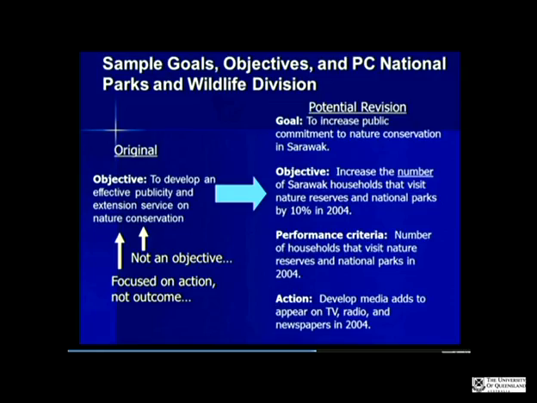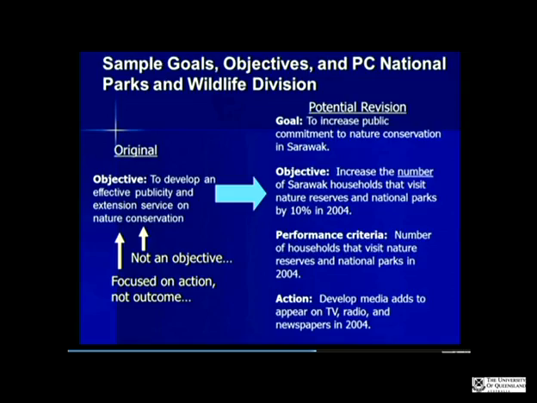Okay, so here we have the objective that we're going to reformat to, and you can see here, increase the number of Sarawak households that visit nature reserves and national parks by 10% in 2004. So hopefully achievable, still quite ambitious, 10%, unless the number was very low. You can see that we're talking about number of households. So that's our unit of measurement if we're starting to think about research and how we might go about this. And then you can see that, that is going to be the basis of the performance criteria.